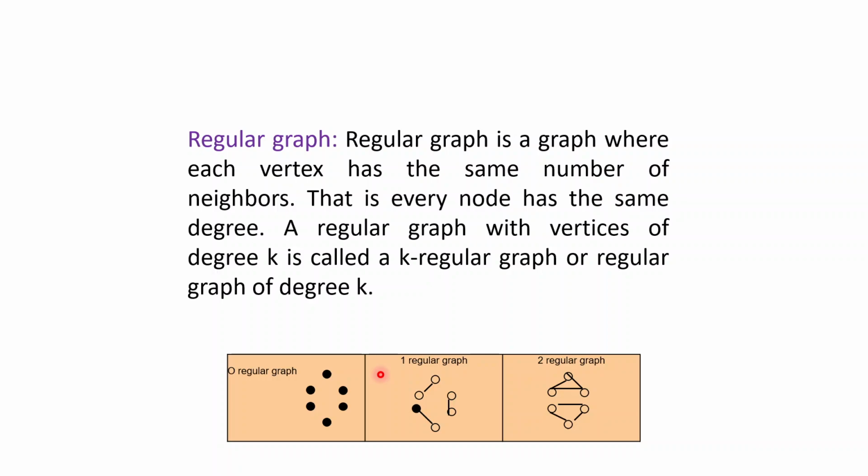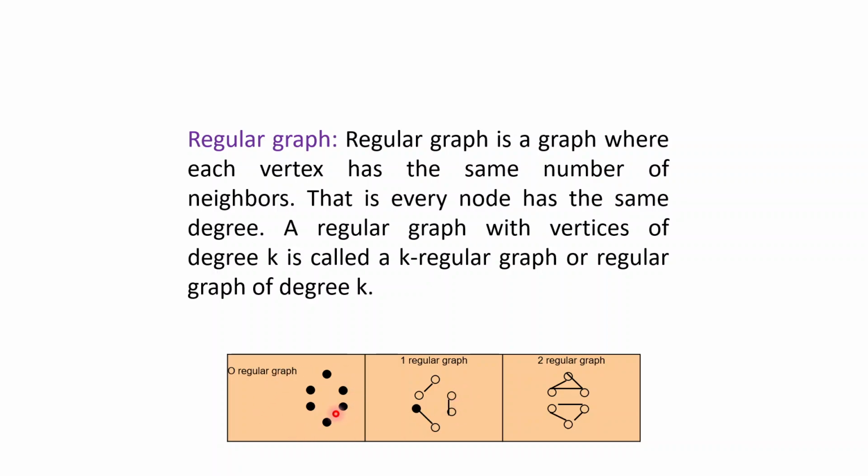And then regular graph. A regular graph is nothing but a graph where each vertex has the same number of neighbors. For example, you can see here, this node has only one neighbor. This node has only one neighbor. And this node has only one neighbor. So every node has the same degree. This node's degree is 1, this node's degree is 1, degree is 1, degree is 1.